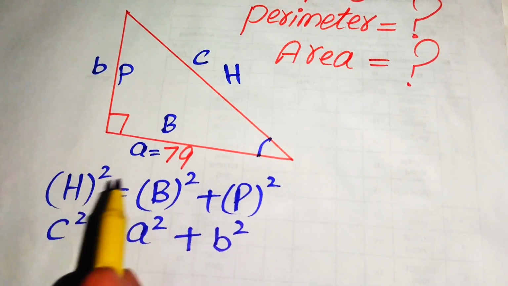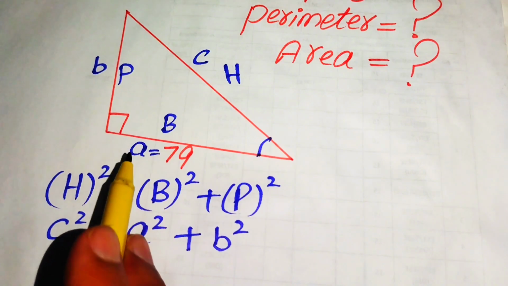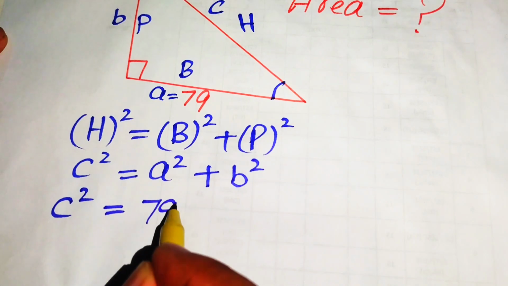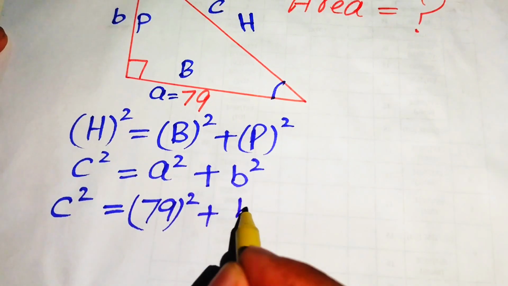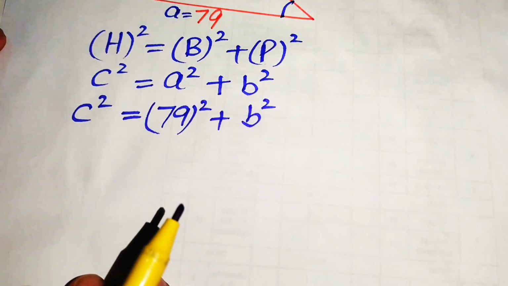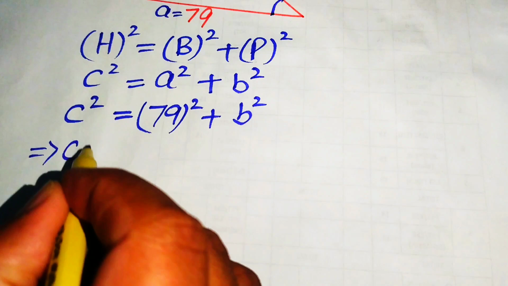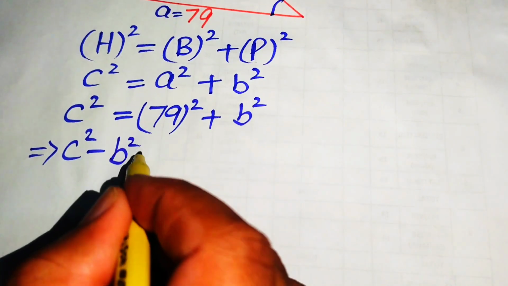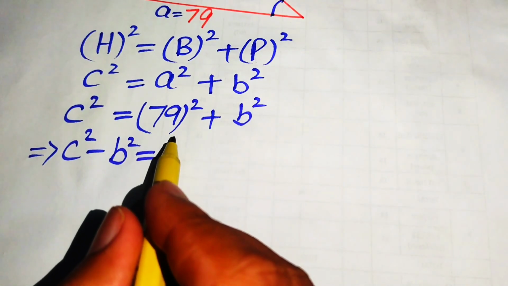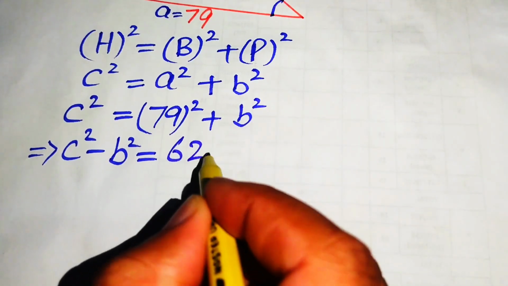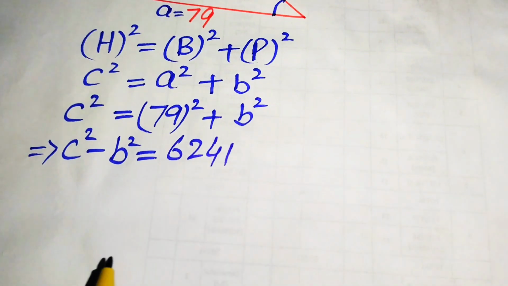Here we have one side length 79, and it is denoted by a, so we substitute this value here and we get c square equals 79 square plus b square. In the next step we need some simplification, so we move this b square to the left hand side and it will be written as c square minus b square equals 79 square. We know that 79 square equals 6241. So this is the square of 79.